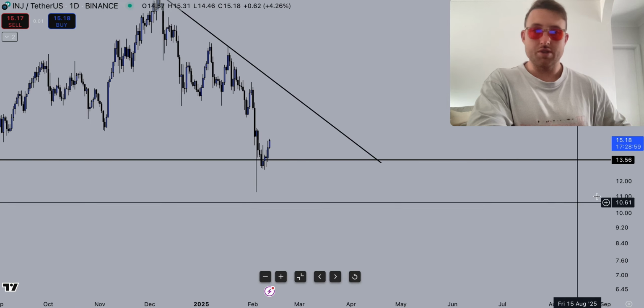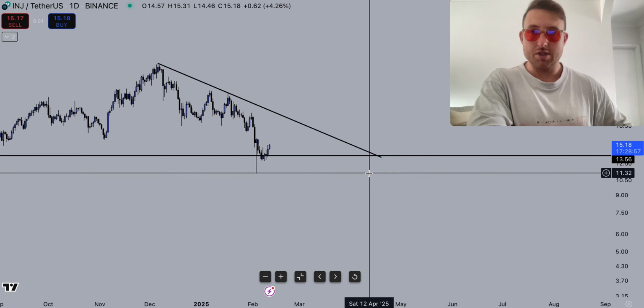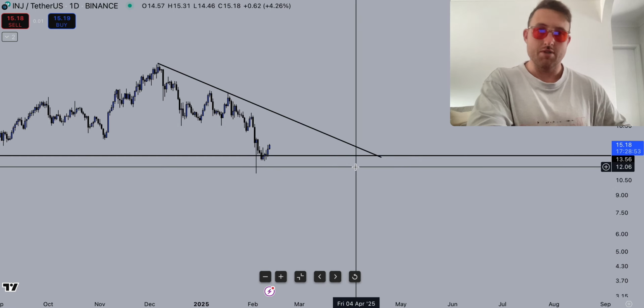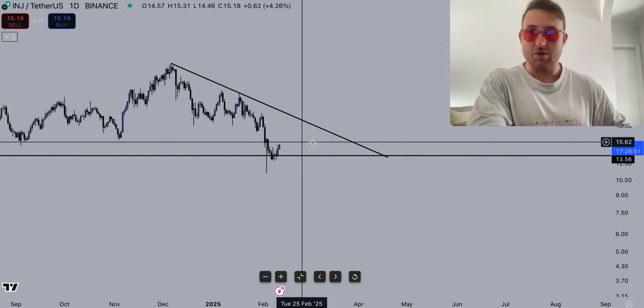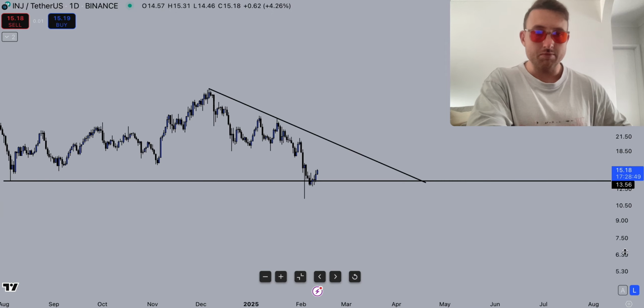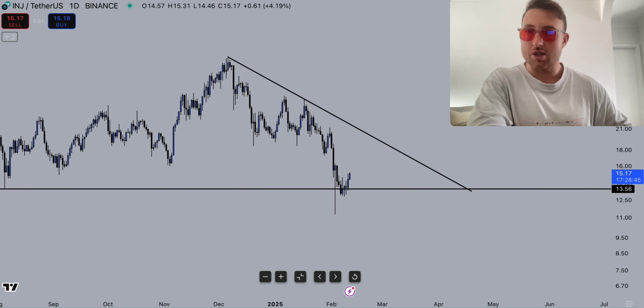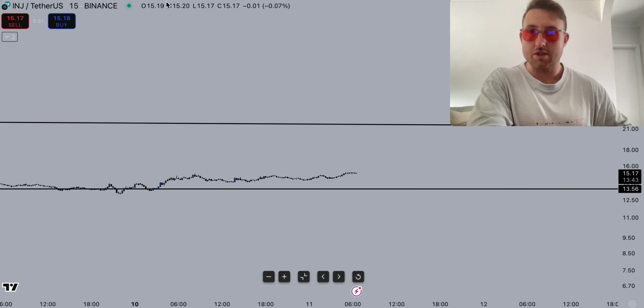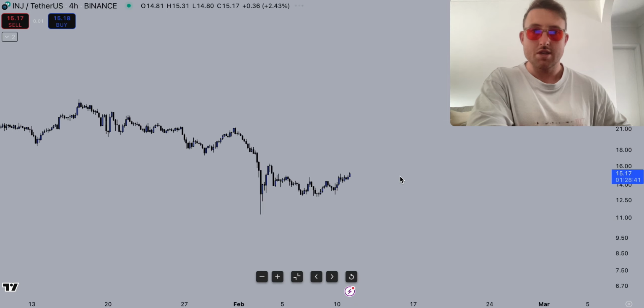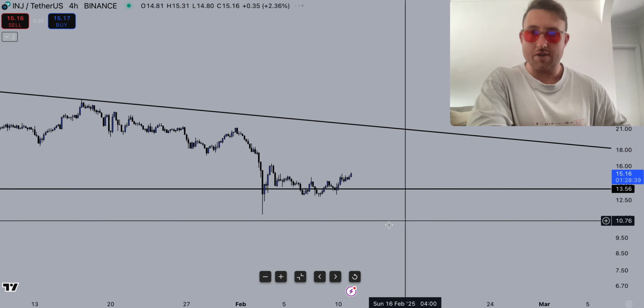So we form this triangle, which is the edge of the triangle is in April, which is still a couple of months away that we could consolidate, but until we get a breakout, anything can happen. So we can go to the 15-minute to the 4-hour time frame now, and we can have a look at what other trends we're in.